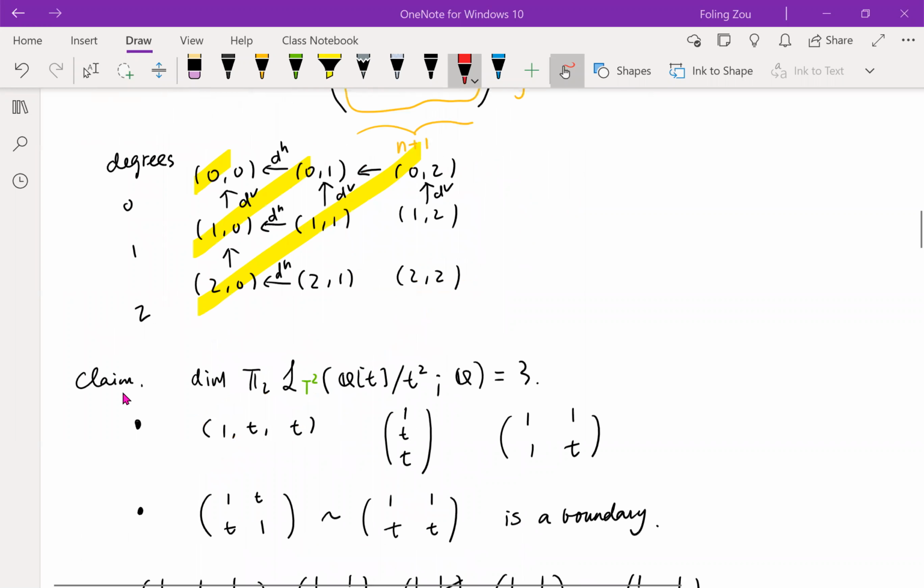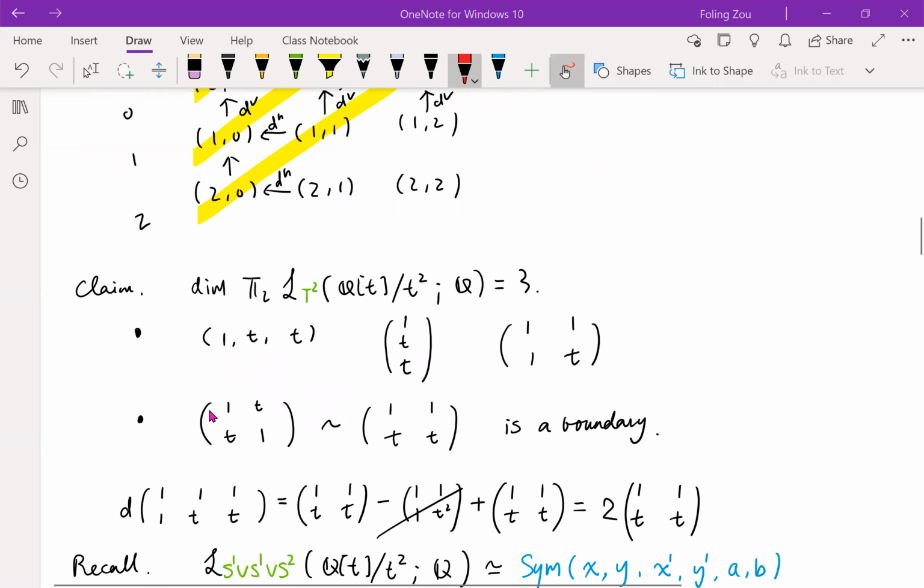Okay, so here is the claim. The Lode construction on T2 of this two-truncated algebra at pi2 has dimension 3. And the basis is given by these three classes, which sit in these three slots correspondingly.